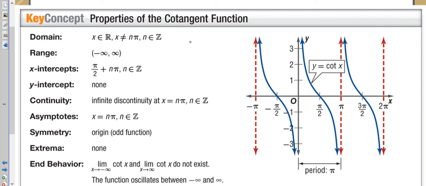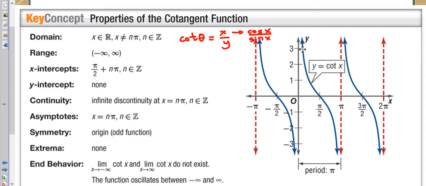The reciprocal of tangent. That means cotangent is... since y is sine and x is cosine, tangent is y over x, which means cotangent is x over y, or said another way, it's cosine divided by sine. So that means anytime you have a vertical asymptote, and there should be one there, it's because sine is equal to 0.